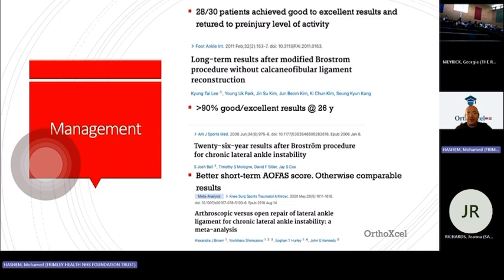Broström-Gould repair is the gold standard. I'm not aware of any center in the UK or even in a few countries around the world that use anything else. Broström repair is the perfect one. Anatomical does a good job and is always feasible in most patients. As you can see, we have results up to 26 years, showing about 90% good to excellent results. As I told you, when you compare arthroscopic to open, it's nearly the same functional outcome and the same anatomical outcome. It's only less infection and wound problems with arthroscopic, which is expected.